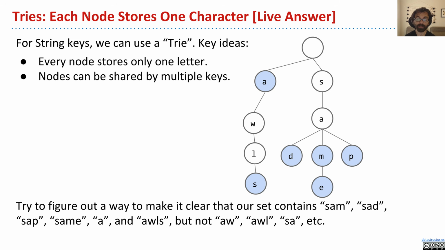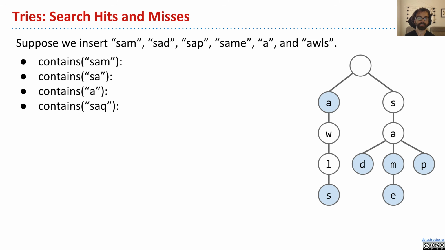Now to get a better intuitive sense for how contains should work, let's consider these following contains operations. So this is the trie that contains sam, sad, sap, same, a, and alls. We're done with understanding the insertion operation. So contains works like this.